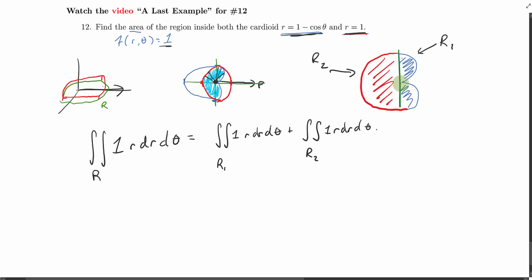Notice in all cases we're thinking about a radius extending from the pole outward to a curve, but for the part that I've labeled R1, the curve that we stop at is this blue curve right here, given by r equals 1 minus cosine theta. Whereas all through here, as I think of these radial arms extending outwards from the pole to the boundary curve, r equals 1 in red, this has a different upper curve.